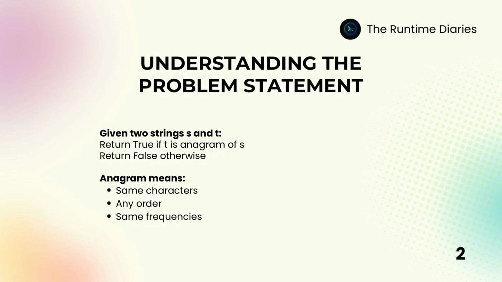The problem is extremely straightforward. Given 2 strings, S and T, return true if T is an anagram of S. Otherwise, return false. And in case you need a refresher, an anagram simply means same characters, in any order, with the exact same frequencies. So it's not about the order at all, it's purely about counts.